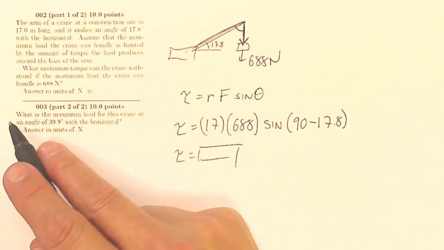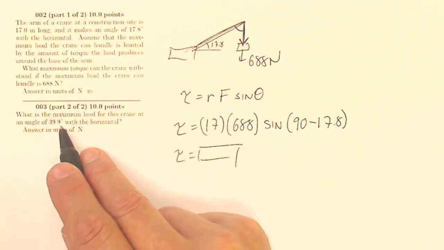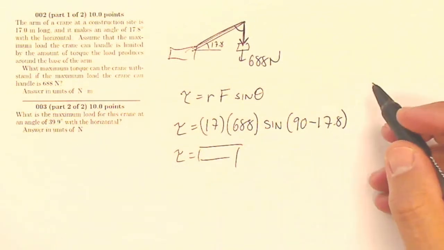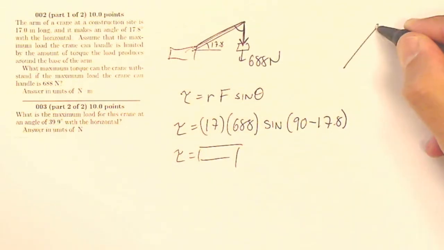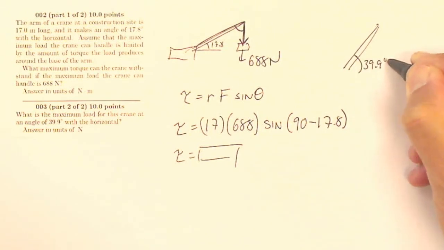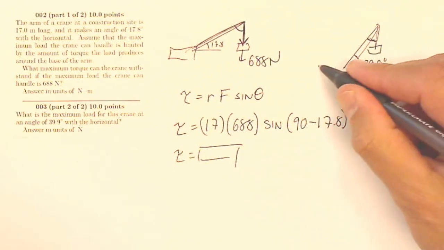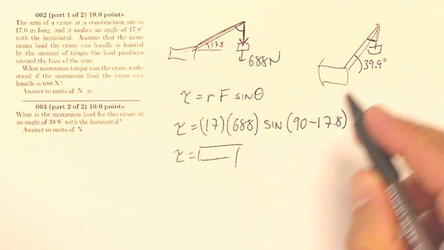Now, question 3 says, what is the maximum load for this crane at an angle of 39.9 degrees with the horizontal? So now I'm going to rearrange my crane. The arm is going to go a little higher, so this is going to be 39.9 degrees. But again, the load is going to be hanging this way, so it's this angle that I want. So now with my crane, I'm going to have a new equation.